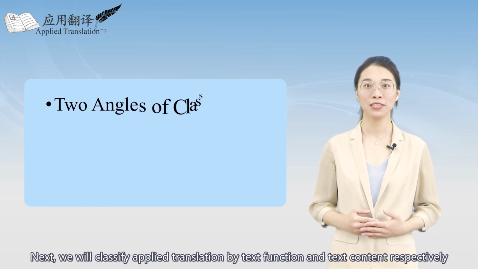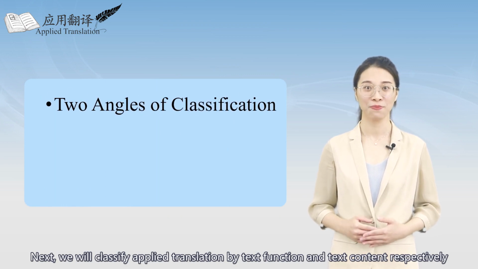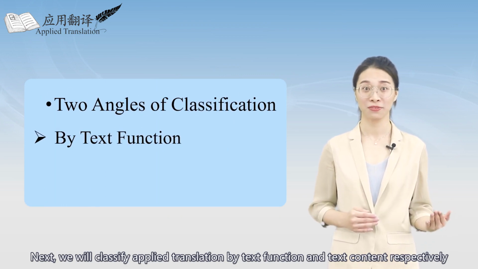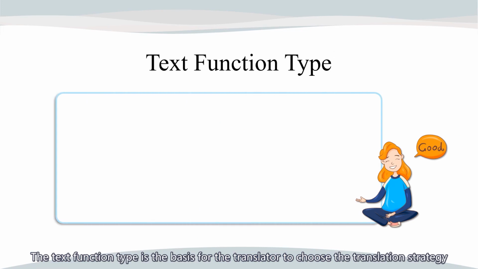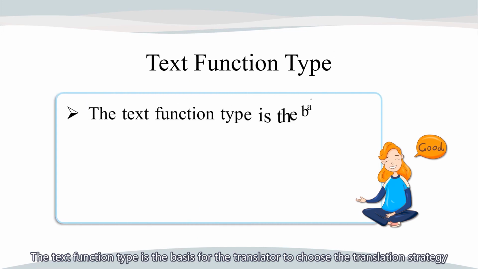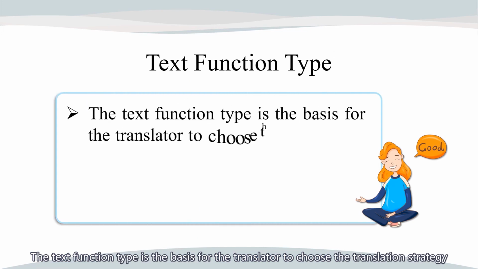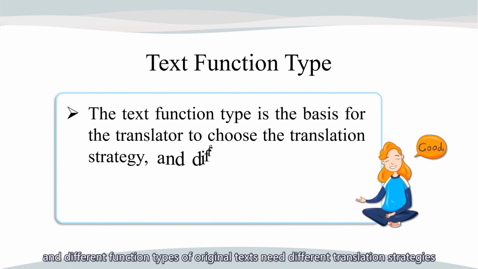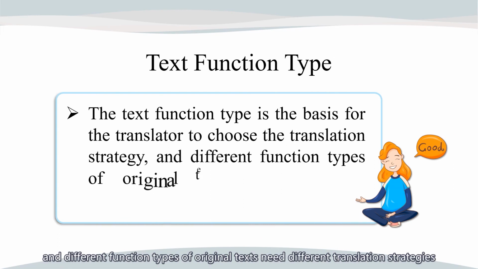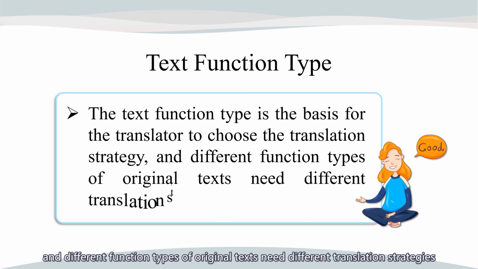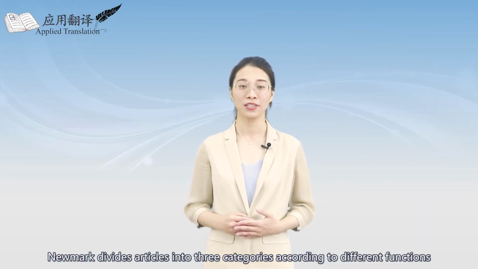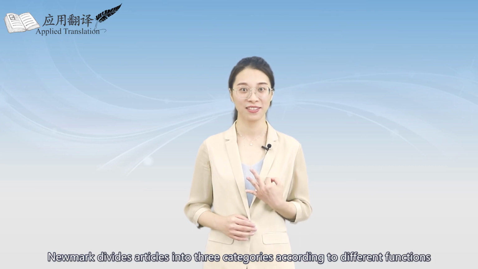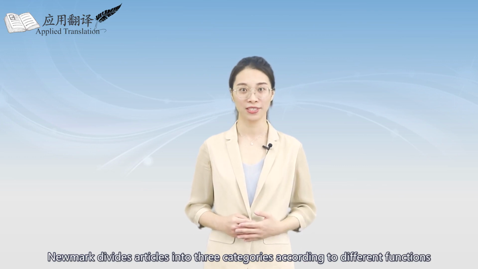We can classify things according to different characteristics and from different angles. Next, we will classify applied translation by text function and text content, respectively. The text function type is the basis for the translator to choose the translation strategy, and different function types of original text need different translation strategies. Newmark divides articles into 3 categories according to different functions.